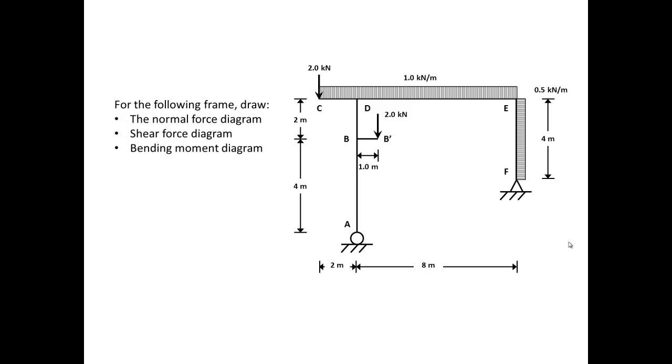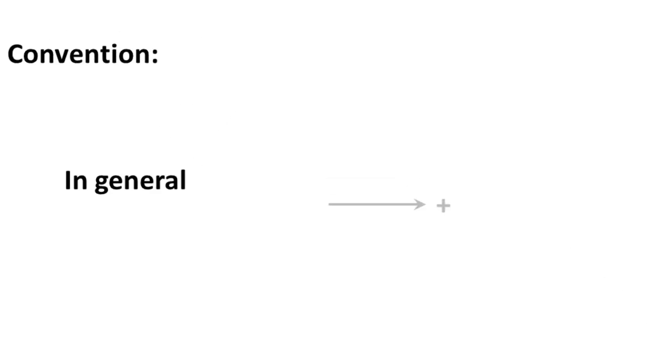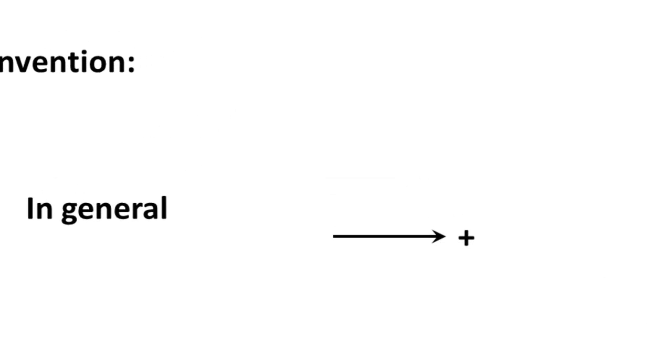Okay, let's get started. Sign convention. In general, for the forces, whenever the horizontal force is pointing to the right, it's going to be positive. Whenever it's pointing upwards, it's going to be positive. And for the moments, whenever it's counterclockwise, we'll consider it by default as positive.